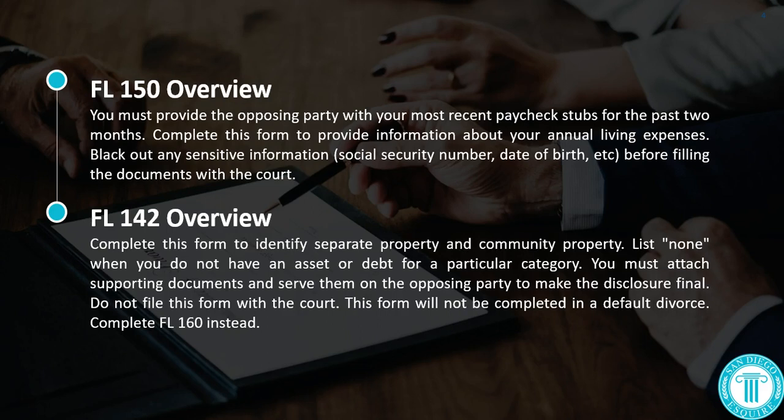FL-142 identifies separate property and community property. List none when you do not have an asset or debt for a particular category. You must attach supporting documents and serve them on the opposing party to make the disclosure final.